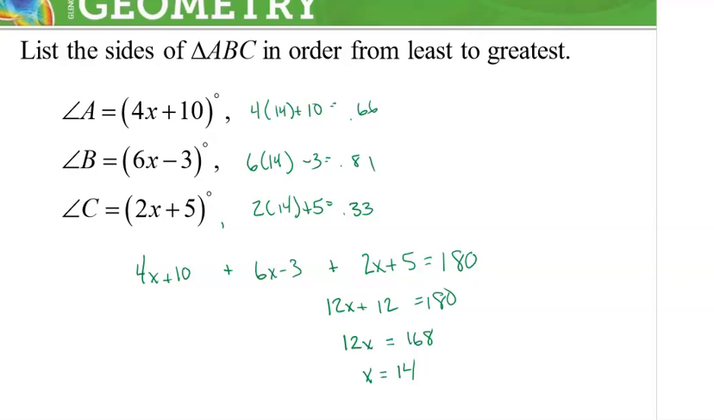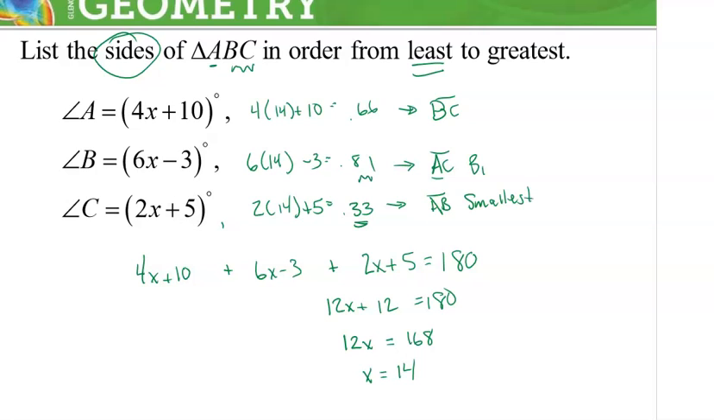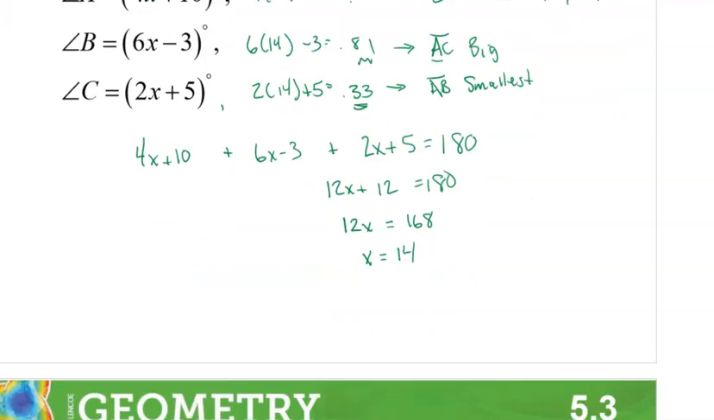So then I want to order. So we're going to go least to greatest, right? So we're going to figure out which of these sides is the smallest. Well, here's the smallest angle, so this is the smallest. This is the biggest angle, so that's the biggest. And then BC is the middle, so it will be AB to BC to AC, and don't forget your lines over the top of those letters.